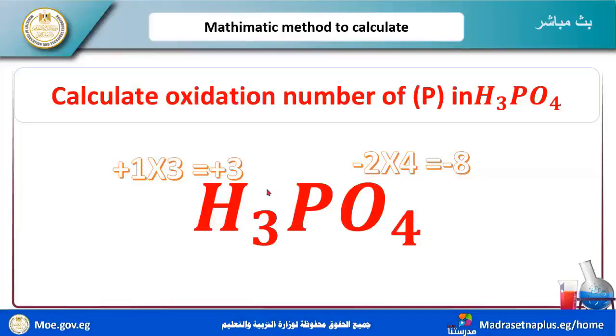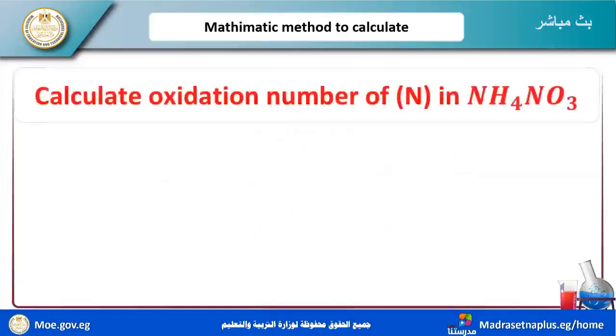Now P is unknown. You can use alpha x in your calculator. Write +3 plus x, -8 equals 0. How can you know phosphorus? +3, -8 equals -5. This is the summation of oxygen and hydrogen. Now phosphorus will be positive 5. That's right. The summation here equals 0. Okay, you must know this way again.